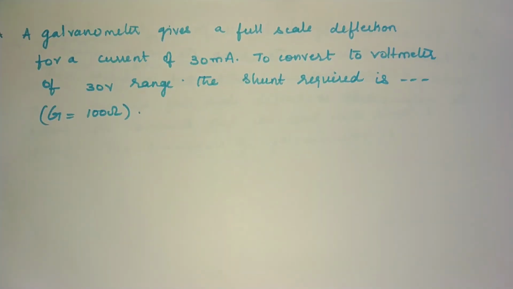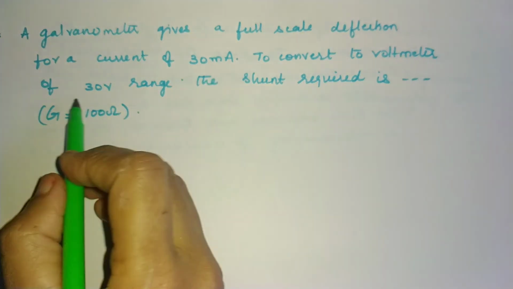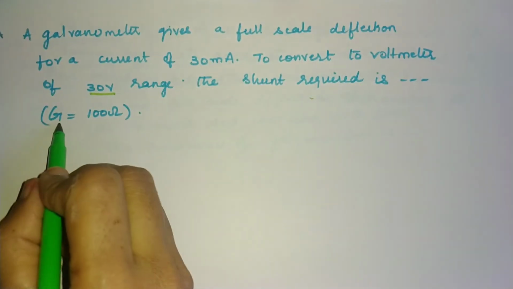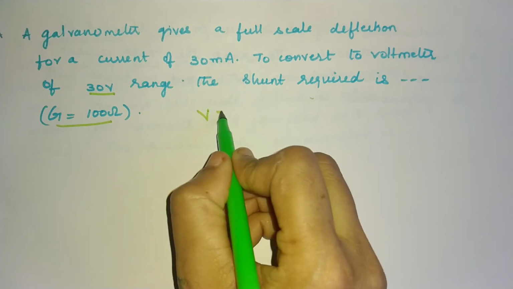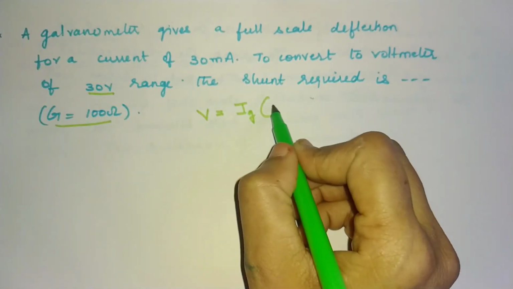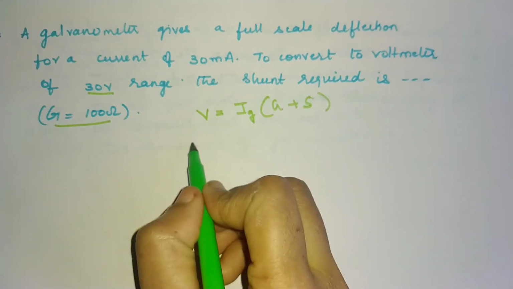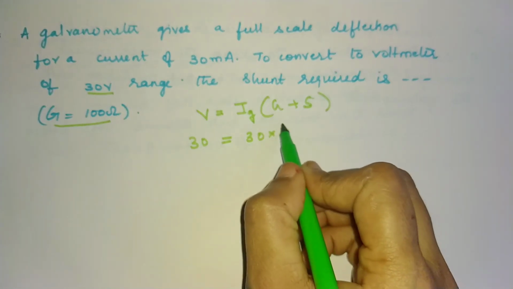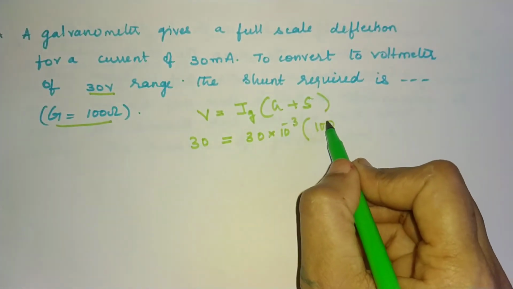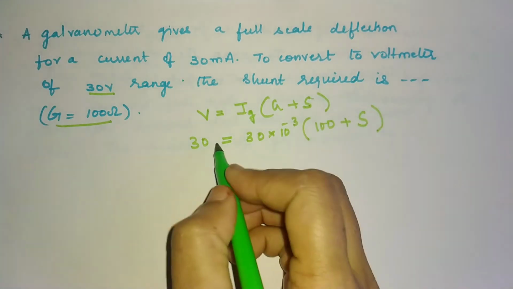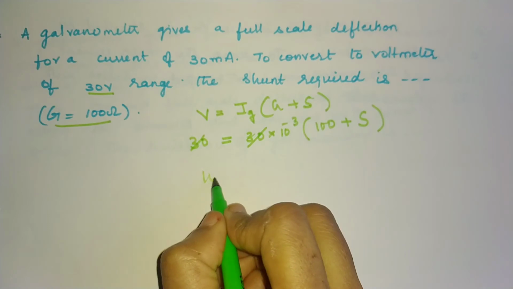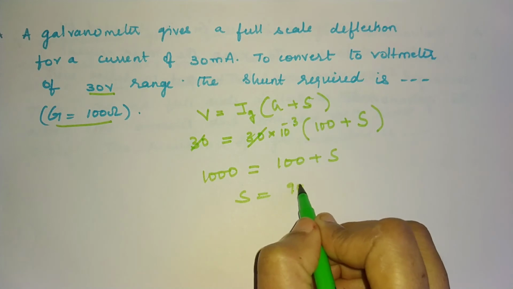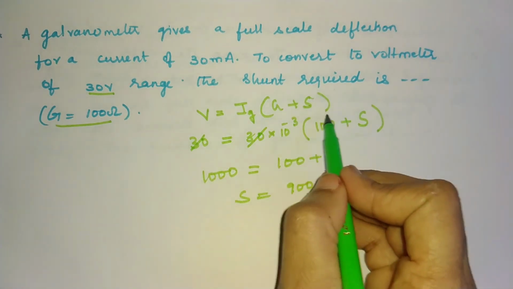So a galvanometer gives a full scale deflection for a current of 30 milliamps, and you are converting it into a voltmeter of 30 volts. And if the shunt resistance we have to calculate, given capital G is 100. So all these are formula based applications. V is equal to Ig into G plus S. We want a 30 volt range. Current is 30 milliamps, 10 per minus 3. Capital G is 100. What should be a shunt? Find out the value of shunt. So if you bring it down, 1000 is equal to 100 plus S. Shunt resistance should be 900 ohms. Okay, for all voltmeters we use this relation.